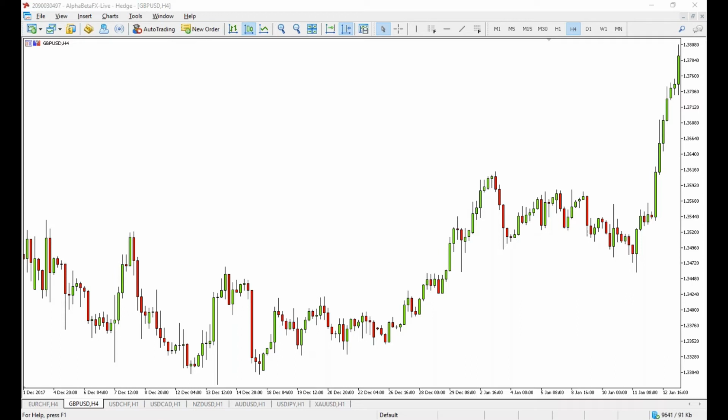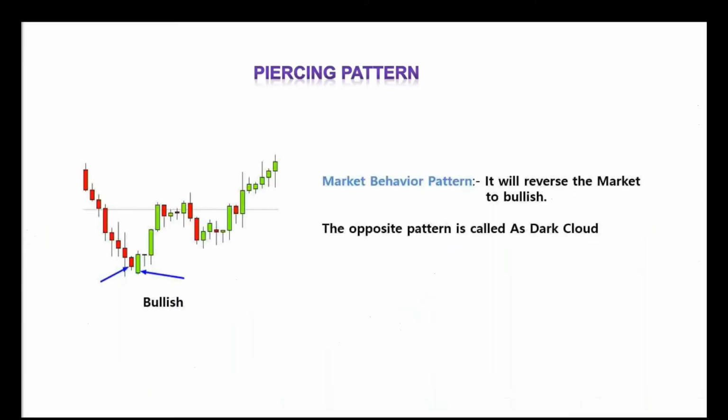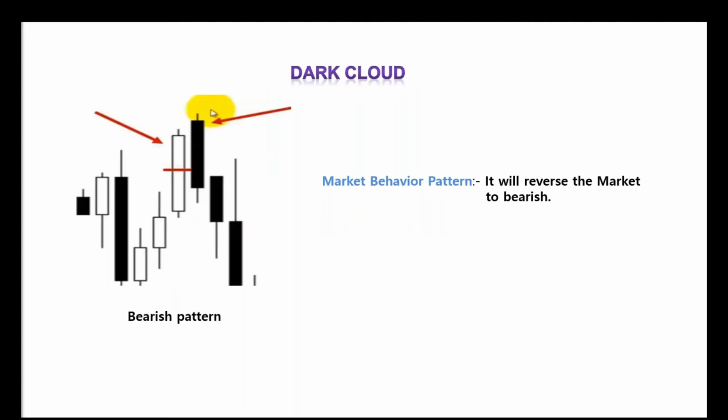Now in this way we have covered all the two-candle forming double candlestick patterns. Now this one is the dark cloud exactly which we were talking about. So this is exactly the opposite of the piercing pattern.